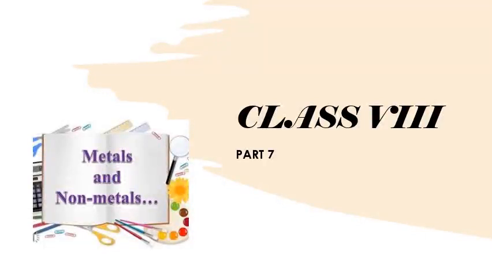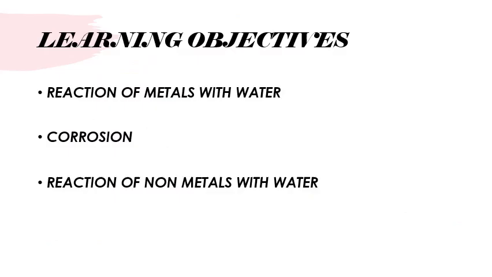Let's start the next topics of our chapter, metals and non-metals. As we are dealing with the chemical properties of metals and non-metals, and we have seen one property, how metals react with oxygen and how non-metals react with oxygen. Today we are going to learn how metals react with water and how non-metals react with water. And we'll also see what is corrosion and how it is formed.